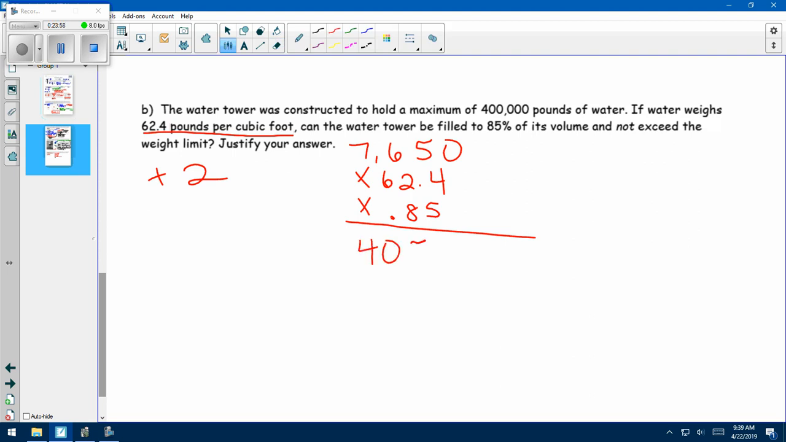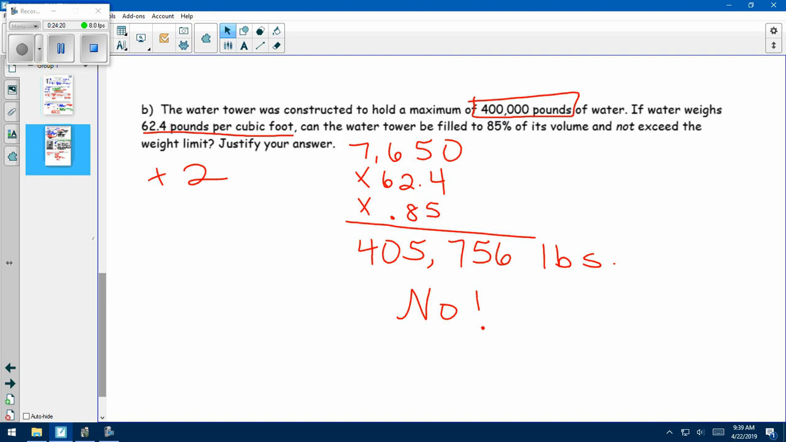We wind up getting 405,756 pounds of water is what the weight would be when it's filled to 85%. Since we want to only hold a max of 400,000, can we hold up to 85% filled with water? The answer is no. Unless we want a big spillage out in the streets of Fairport.